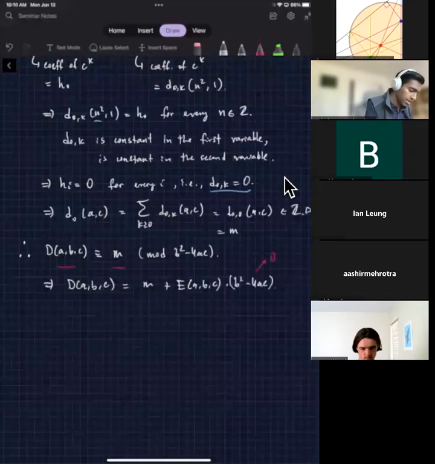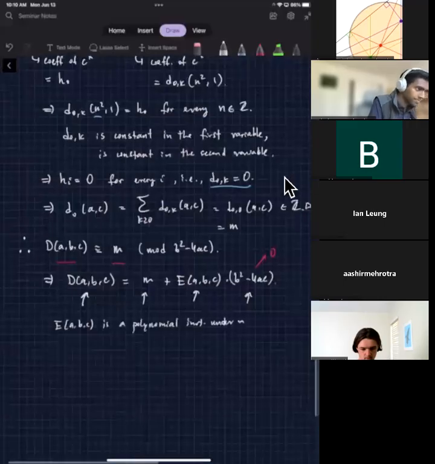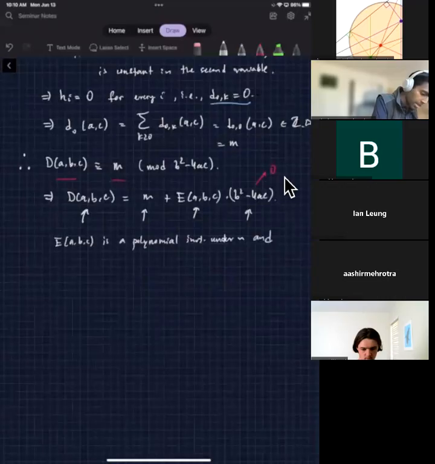Now D(A, B, C) is invariant under equivalence, and the number m is obviously invariant under equivalence, and so is b² − 4ac. And so therefore, E(A, B, C) must be invariant under equivalence. So E(A, B, C) is a polynomial invariant under equivalence. And what's more, the degree of E is less than the degree of D.